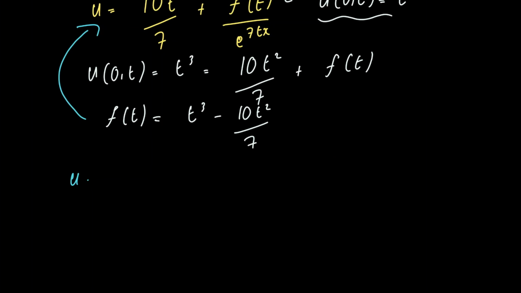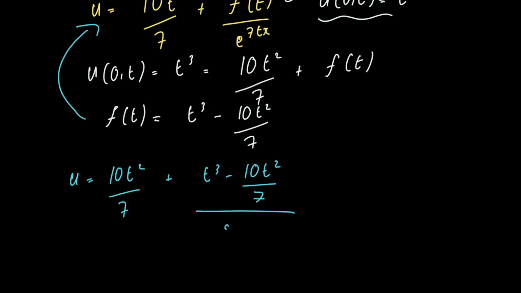Doing that, we have u is equal to 10t squared divided by 7 plus t cubed minus 10t squared divided by 7, all divided by e raised to 7tx. And we could simplify this, but we're just going to leave it as this for the final solution.